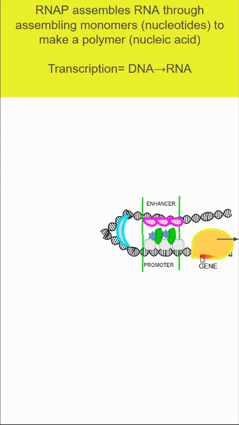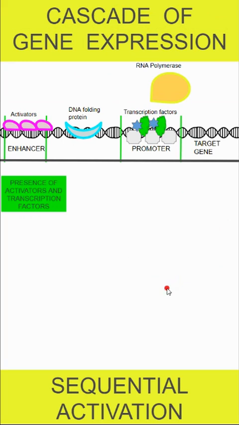So again, that transcription is going to lead to the production of messenger RNA, and that's going to ultimately lead to the translation of proteins. So when we start thinking about this, again, we have gene expression. All of these things within eukaryotes are necessary for a gene to be expressed. You have to have the activators on the enhancers, and you have to have the transcription factors on the promoters. So we can have this sequential activation, especially in development, which is really important. So the presence of activators and transcription factors leads to target gene expression.